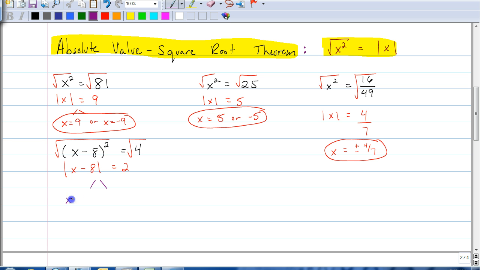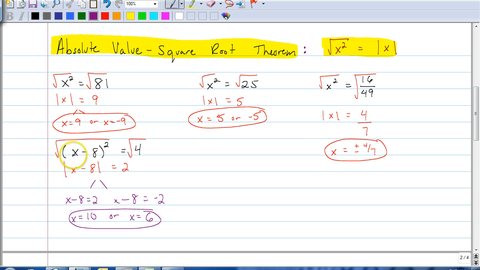So that means I could have x minus 8 equals 2, or I could have x minus 8 equals negative 2. Solve both of these by adding 8. Add 8 to both sides here, and I get 10. Add 8 to both sides, negative 2 plus 8 is 6. And those are our two answers.